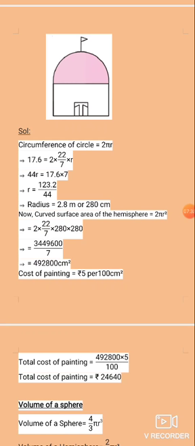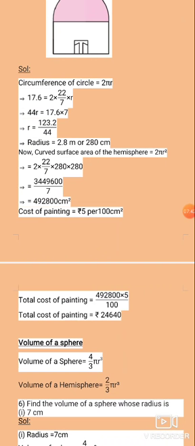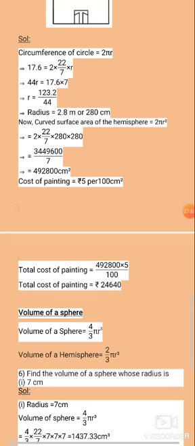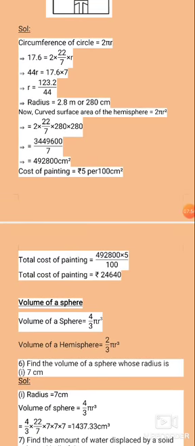Now the next question. Volume of the sphere: the equation is volume of the sphere is equal to 4 by 3 pi r cube. Now hemisphere is also there, half of that sphere. So volume of hemisphere is equal to 2 by 3 pi r cube. Now some questions. Find the volume of the sphere whose radius is 7 centimeter. So radius is equal to 7 centimeter.